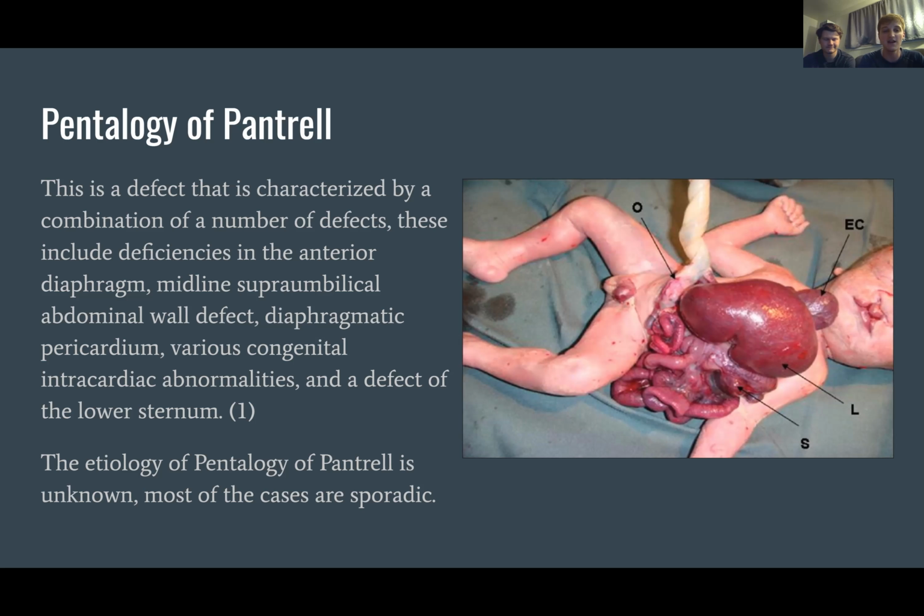And once again, the etiology of this isn't 100% known. They don't know exactly why this happens. Probably something to do with these Wnt pathways, maybe something else, making it so these organs are leaving the body and aren't being contained like they're supposed to be. So this is the first one.